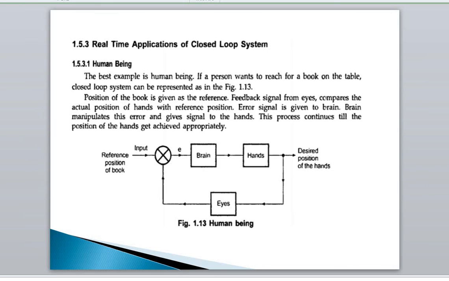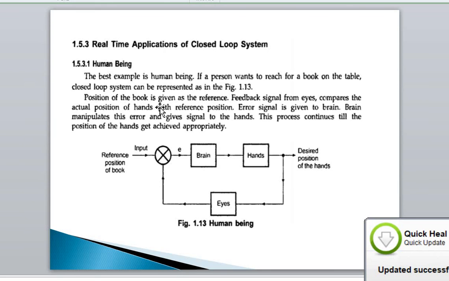In the previous class also I have told, human being is the most complicated closed loop control system in nature. Okay, human being. For example, if a person wants to reach for a book on the table, one book is kept on the table and the person wants to reach the book on the table. See how it works. Position of the book is given as reference.